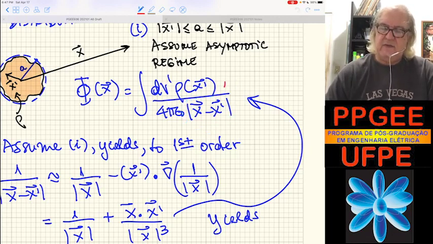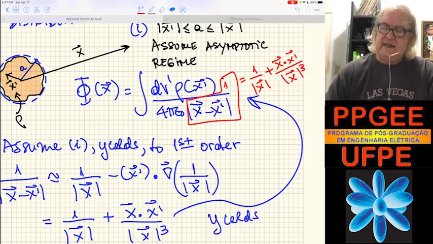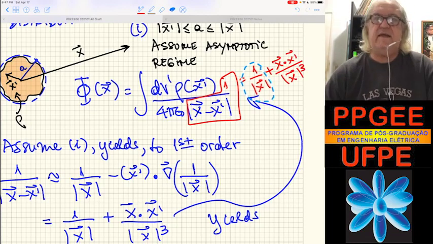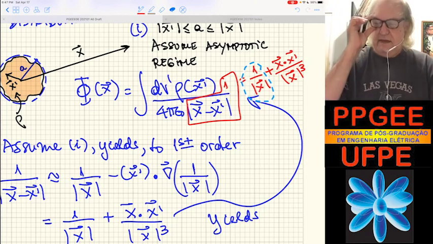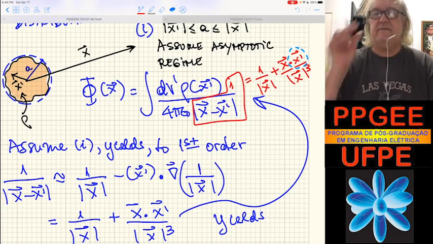I'm going to make it like this: 1 over this thing here. It equals 1 over x plus x prime, or differently, x dot x prime over x cubed. So notice that this thing goes out of the integral, can be taken out. The same thing for this term here, right? So the only thing I cannot take out of the integral is x prime.